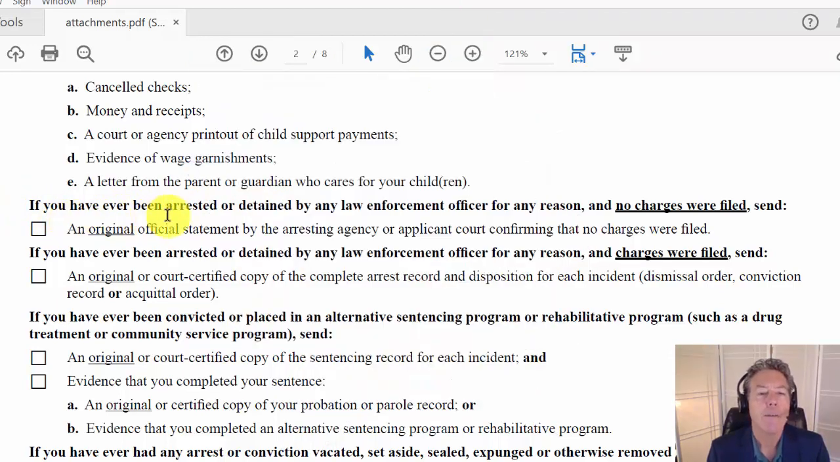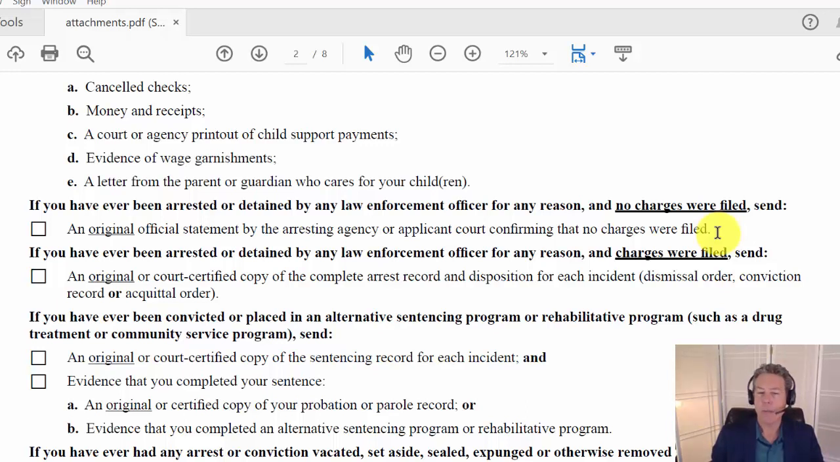Okay, moving right along. If you've ever been arrested or detained by any law enforcement officer for any reason and no charges were filed, send an original official statement by the arresting agency or applicable court confirming that no charges were filed. So, arrest and detention without charges. A lot of times people get tickets for public drunkenness or whatever. They never go to court. They just pay the ticket, or trespassing or whatever. That's what they're talking about. But you still need proof that there were no charges put against you.